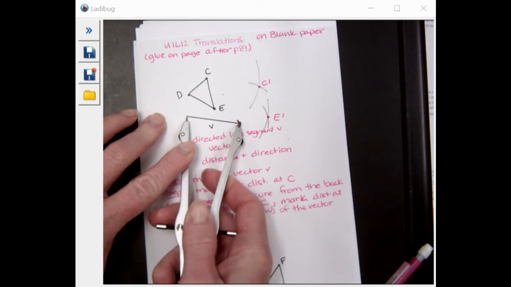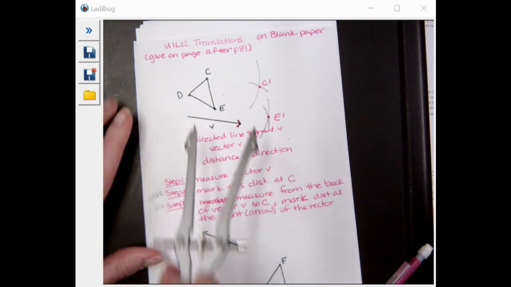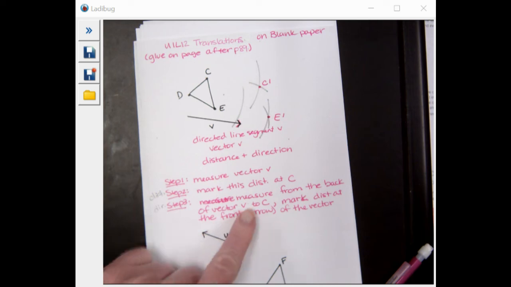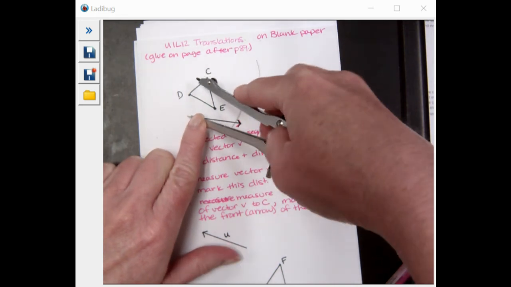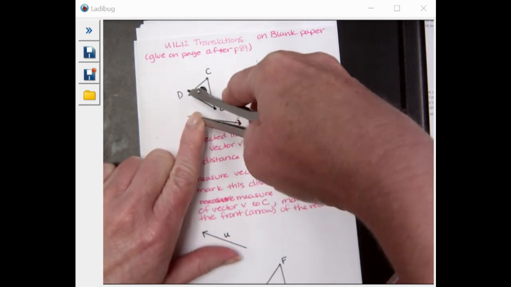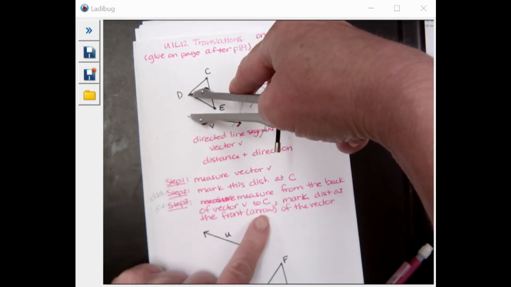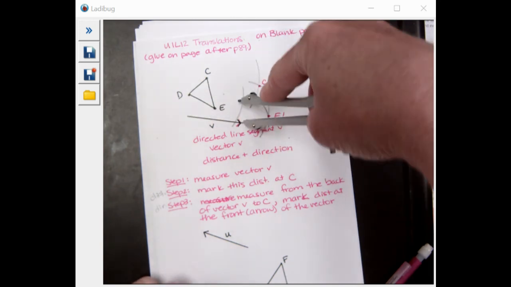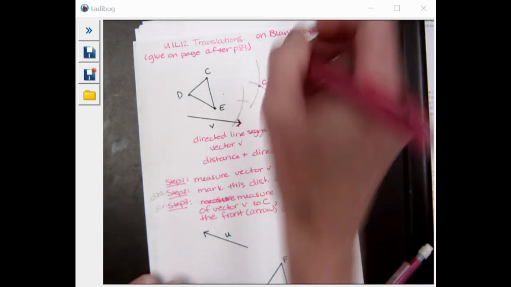Whatever is your preference. So I'm going to measure the distance of my vector. I'm going to mark that distance at D. So I'm going to have this arc. Next, I'm going to measure from the back of the vector to D. So needle on the back, I'm going to measure to D. And now I'm going to mark this distance at the front of the vector, at the arrow. So I'm going to move forward with my needle on the arrow, and I'm going to mark this distance. So this is my D prime.